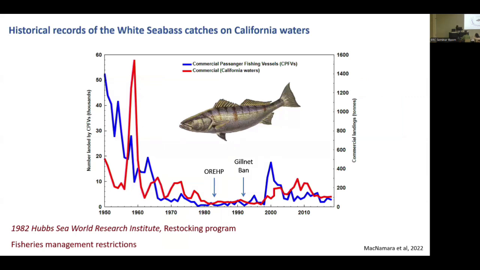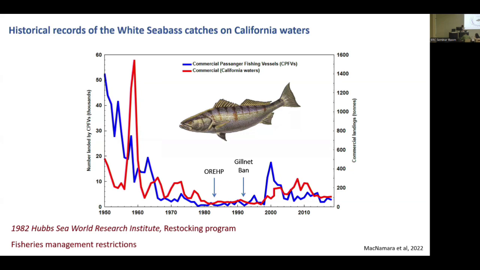As for historical records of the fishery or the catch, this is a very old fishery. It started before 1950. As a summary, you can see here that from 1915 it has a very important decrease in the landings in the 1920s. After that, based on the low abundances or catches, in 1982 the Hubbs-SeaWorld Research Institute started a restocking program.